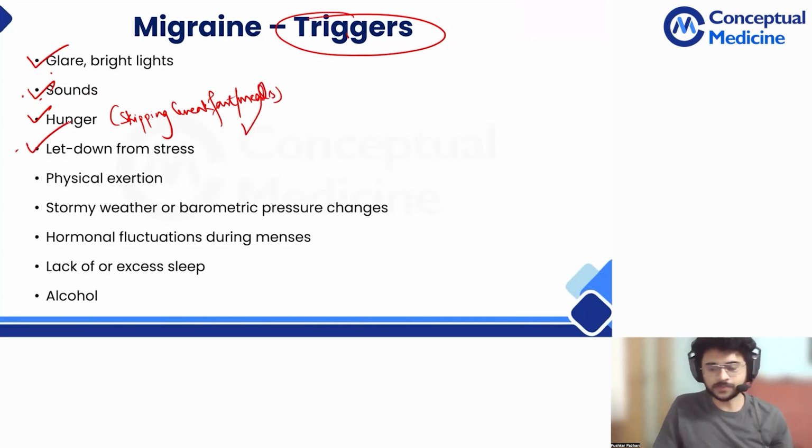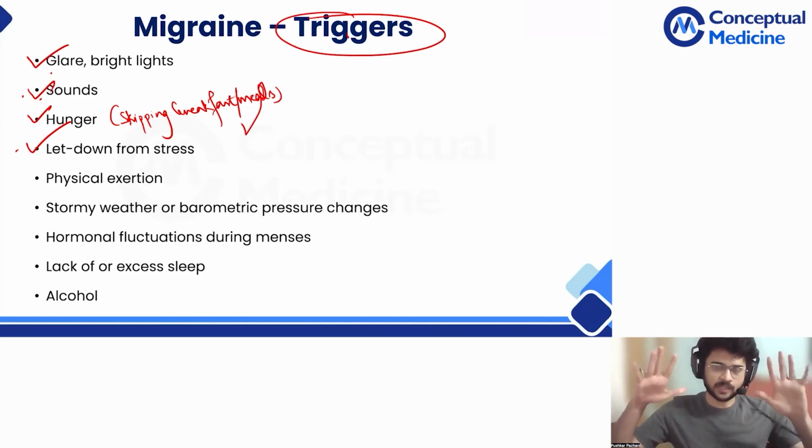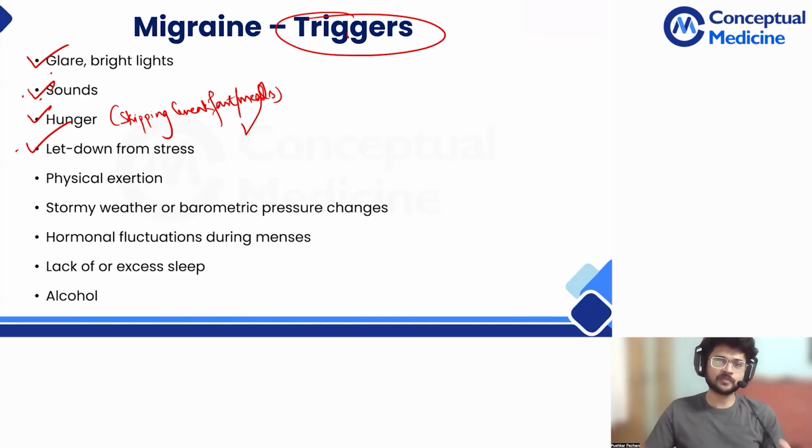Next is let down from stress. Note that not only stress, but even let down from stress can trigger a migraine. What is this let down from stress? You have a very busy day, like you had a night duty, a 24-hour admission day, and then finally it's a long 36-hour shift, and you come back home, then you just relax, switch on the TV, watch your favorite show. That let down from stress can actually be a trigger for migraine. Interesting. Next is physical exertion.